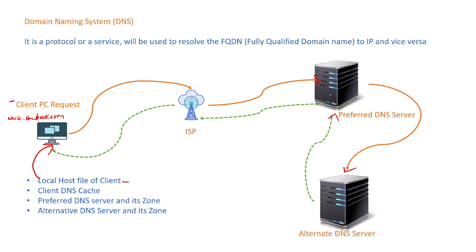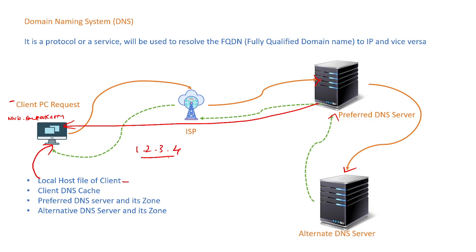Then the preferred DNS server will understand the entry of facebook.com, and it will know the IP address of facebook.com from the alternate DNS server, like facebook.com is 1.2.3.4. Then the alternate DNS server will never directly give the entry to the client machine. It will give the information to the preferred DNS server, and the preferred DNS server will fulfill the request of the client. It will give facebook.com means 1.2.3.4. This is the IP address. So this is how the resolution happens.